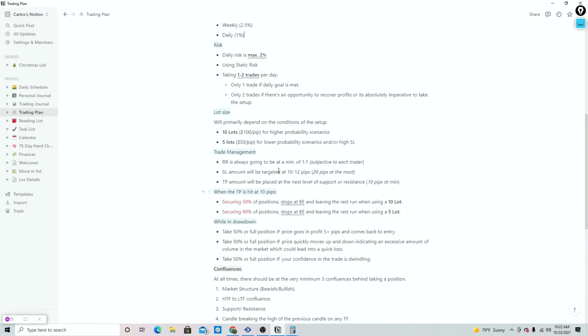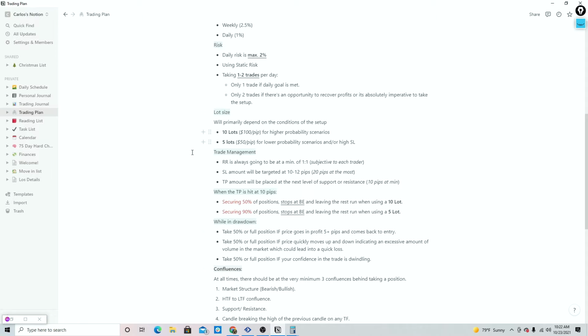All right, so lot size will primarily depend on the conditions of the setup, which is understandable, right? If you're comfortable with the setup, you're going to use your regular lot size. If you're not really comfortable with your setup and you're trying to discover a new concept or a new strategy, you always go half risk. At least that's what I suggest. Go half risk, so you won't lose your regular risk, right?